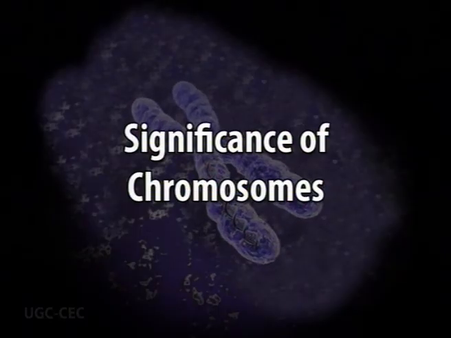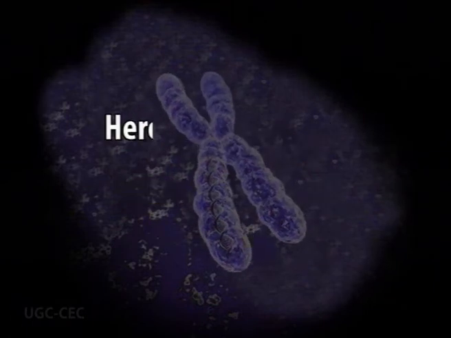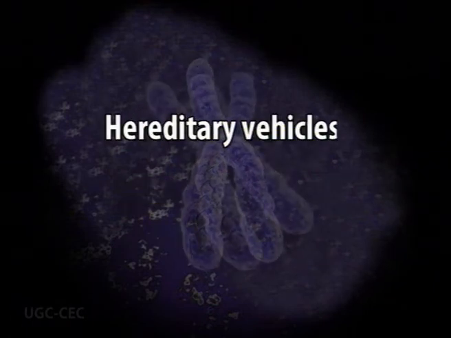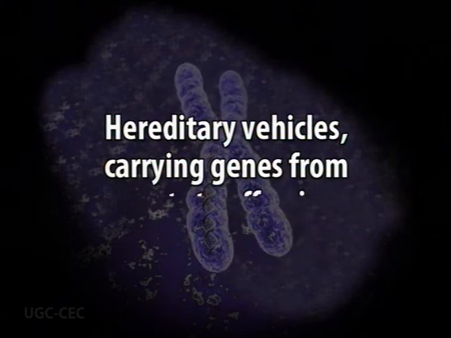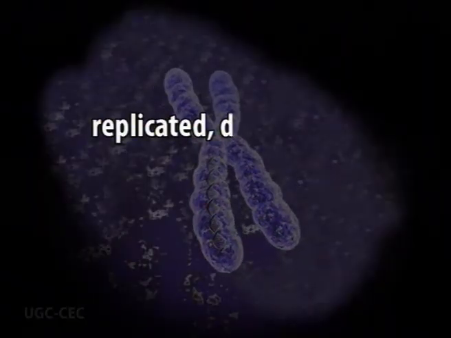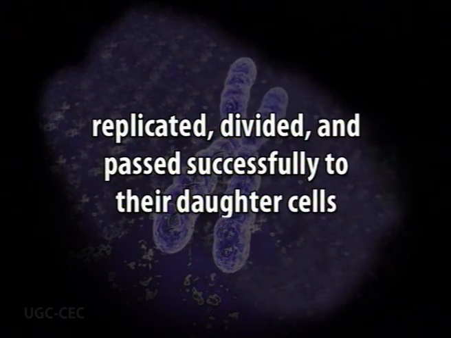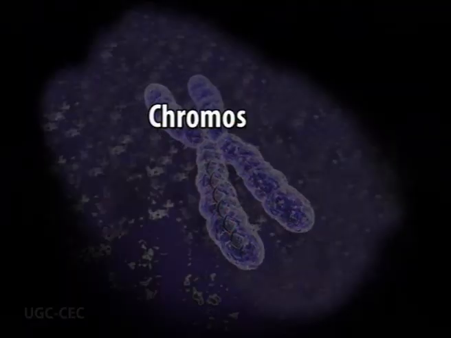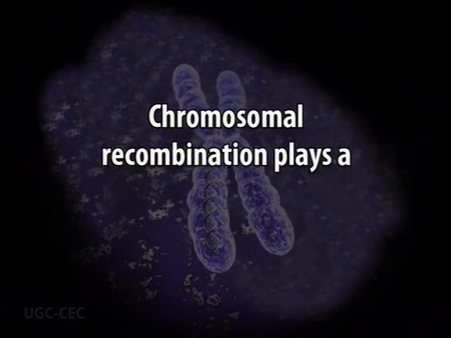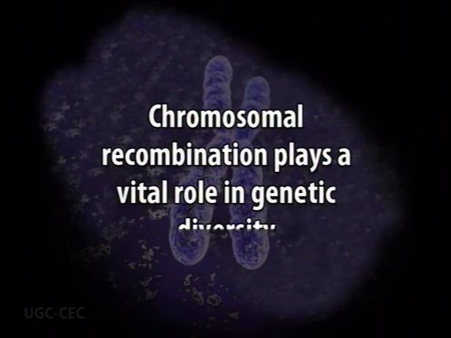Now, the significance of chromosomes. Chromosomes are the hereditary vehicles carrying genes from parents to offspring. Chromosomes are the essential units for cellular division and must be replicated, divided, and passed successfully to their daughter cells so as to ensure the genetic diversity and survival of their progeny. Chromosomal recombination plays a vital role in genetic diversity.